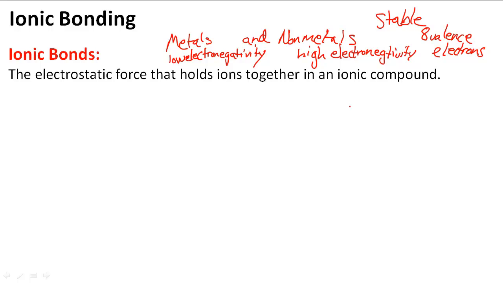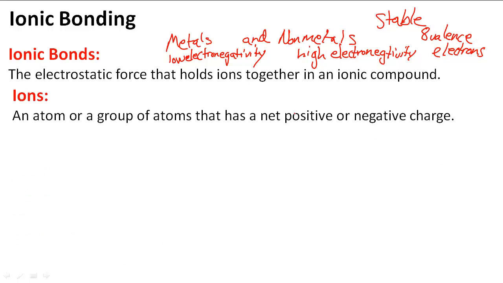Ionic compounds are formed with ions. They are an atom or group of atoms. This is very important. They can also be a group of atoms, so it can be an atom or group of atoms that has a net positive charge or a net negative charge.